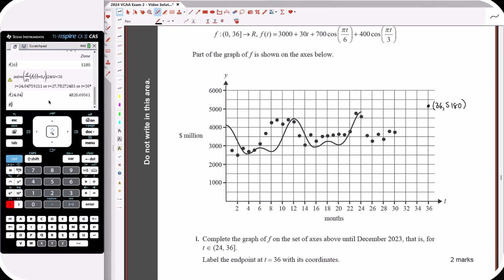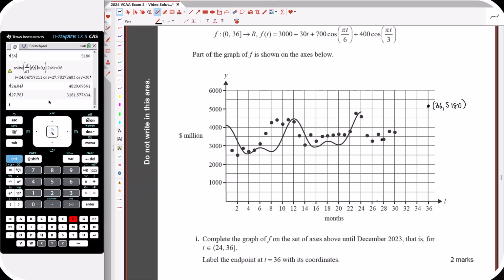So f of 27.78 is about 3,300. So about 27.8. Okay, so each of these is 2, so just thinking about scale there. So 27 is going to be here, and 27.8 is going to be pretty close to here. We want that to be at about 3,300. So there's 3,000, 3,500. So let's go round about here.